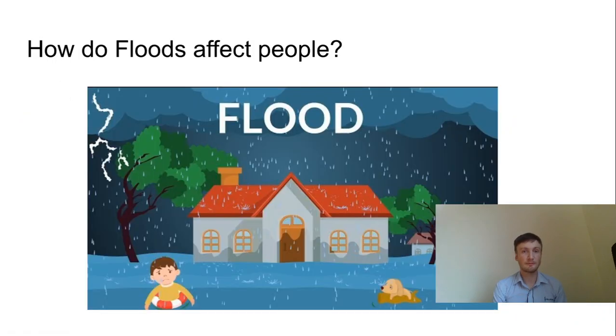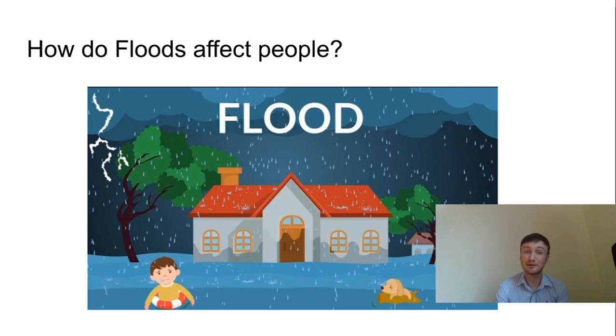Okay, so how do floods affect people? Can you think of some ways that floods could affect someone's life or their property, their house? Okay, so shout your answers at the screen. Okay, let's see if I can hear them. Don't shout so loud, just say them to the screen. Okay, yes, very good. One is damaging their homes.